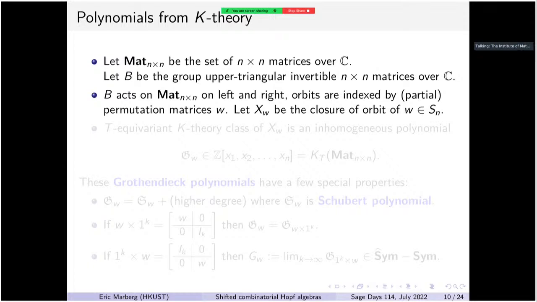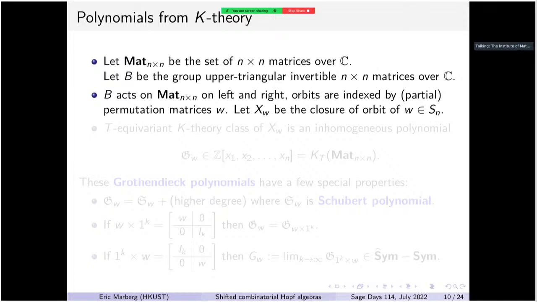So a very pleasant exercise in Gaussian elimination is to see that the orbits of this two-sided action are indexed by partial permutation matrices. So you can cancel everything and end up with a matrix with only entries 0 and 1, and at most one non-zero entry in each row and column. Just for simplicity, I'm going to restrict to the orbits indexed by full rank permutations, so I'm going to ignore the partial permutation part. So we take that orbit and then take its closure, and I'm going to call that X_w. So this is some kind of a matrix Schubert variety.